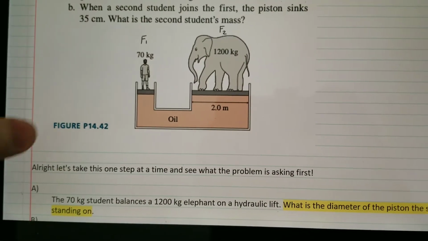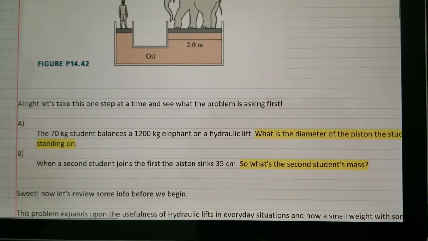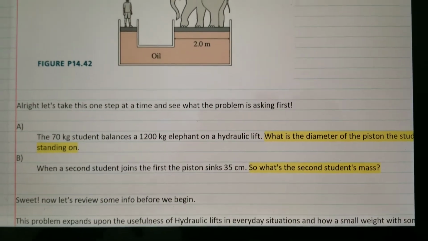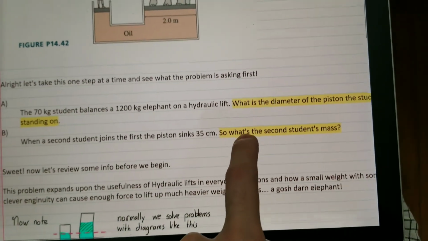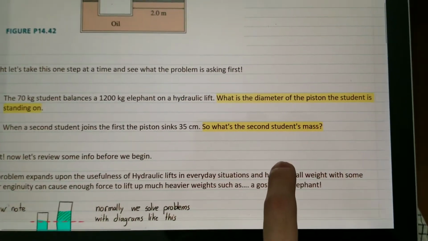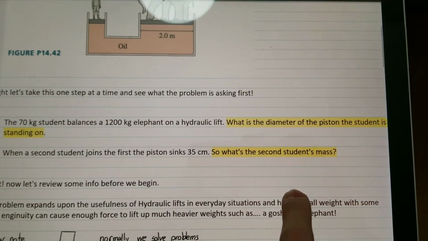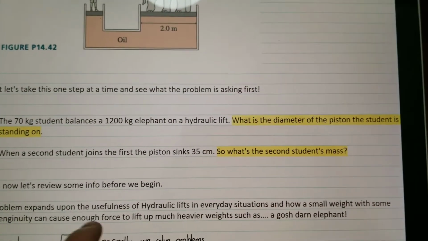And the diagram is right here. So first off, let's take this one step at a time and see what the problem is actually asking for. And as you can see, I highlighted the sections right here. What is the diameter of the piston that the student is standing on? And what is the second student's mass after he is added?